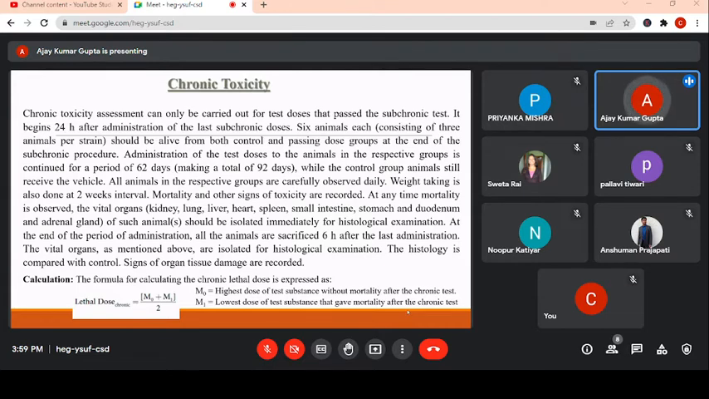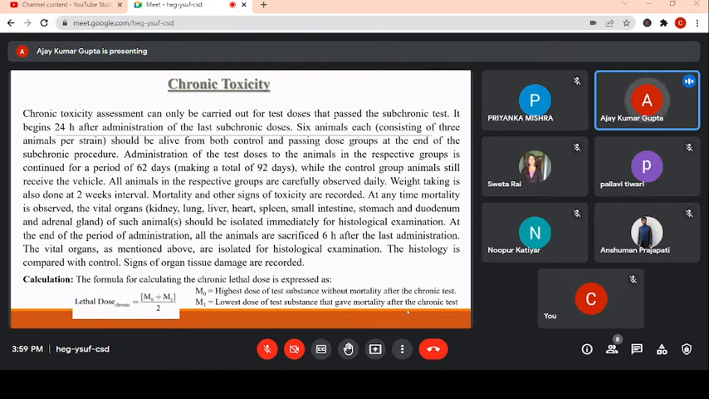So administration of the test dose to the animals in the respective group is continued for a period of 62 days. Previously the subchronic was for 30 days, and this is for 60, and the total duration becomes 92 days. While the control group animals still receive the vehicle, because we had already sacrificed 2 animals from the control also, and that is why the number of animals will also remain the same, 3.